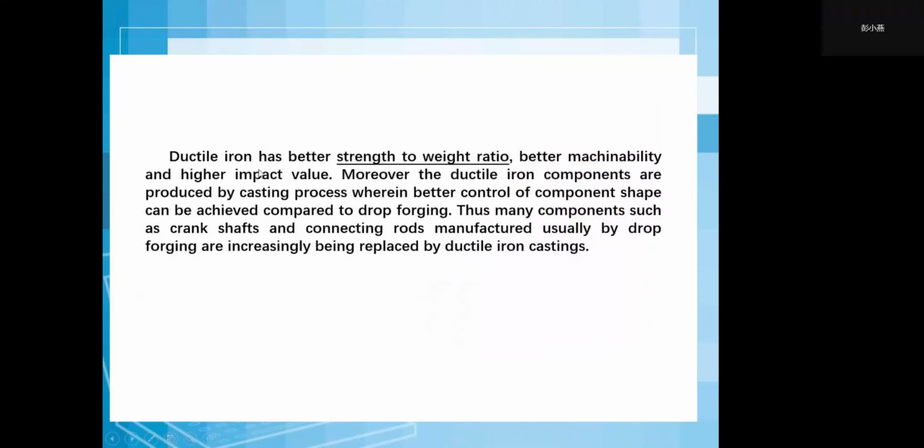Ductile iron has better strength to weight ratio, better maintainability and higher impact value. Moreover, the ductile iron components are produced by cast process, wherein better control of component shape can be achieved compared to job forging. Thus, many components such as crankshafts and connecting rods, usually manufactured by job forging, are increasingly being replaced by ductile iron castings.